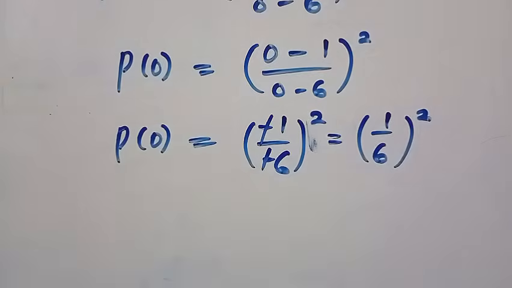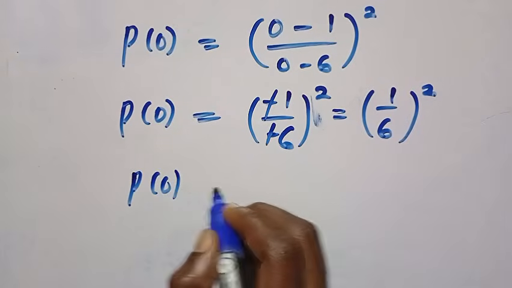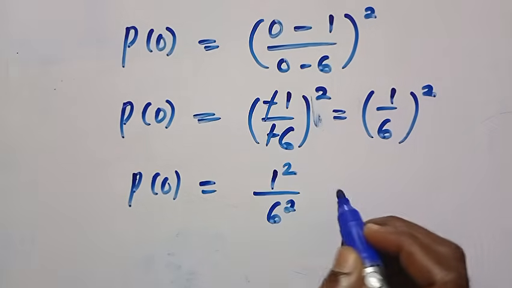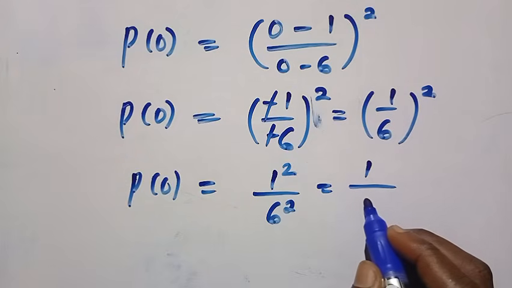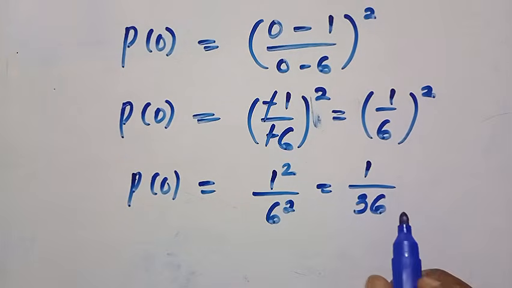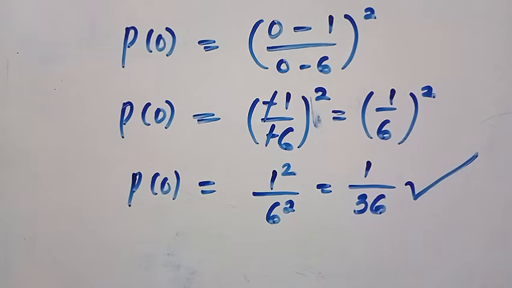And by the rule of exponents, we are going to have P of 0 equals 1 squared over 6 squared. So 1 squared is 1 and 6 squared is 36. So therefore P of 0 gives us 1 divided by 36. So here is the final answer for P of 0.